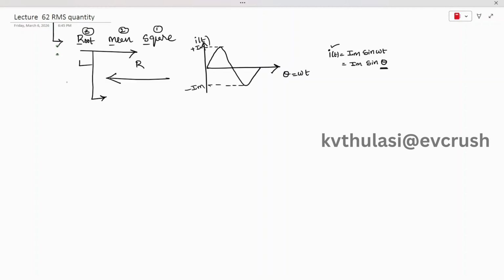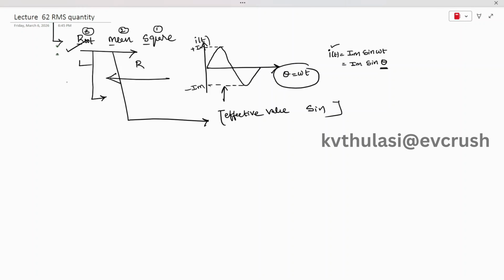Now let us try to understand what happened here. For these kinds of waveforms, RMS will give the effective values for these varying sinusoidal quantities. That is the main purpose of RMS. If you want to find the effective value of a sinusoidal waveform, then the solution is provided by the RMS quantity.